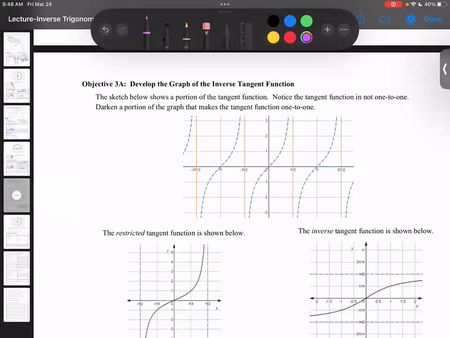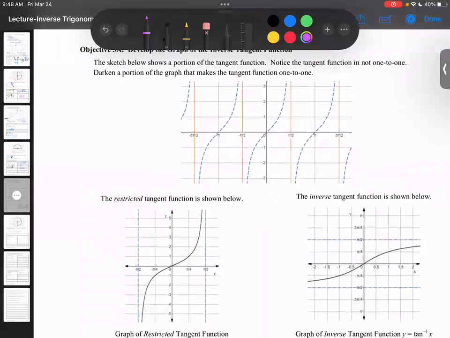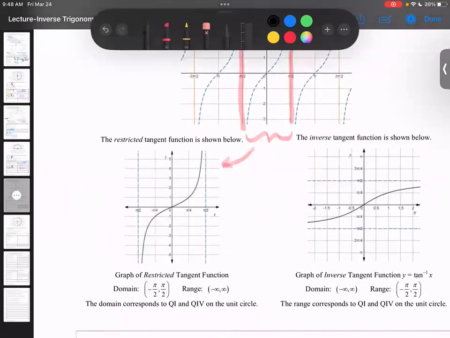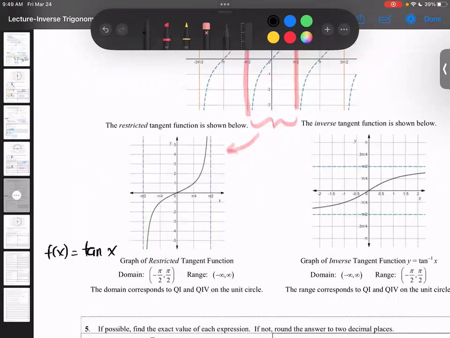Again, I cannot take everything. I have to restrict my domain and pick a piece, any piece you like, but without loss of generality we pick the piece with a domain from negative pi over 2 to pi over 2. Pick this piece right here. F of x equals tangent x, where x belongs to negative pi over 2 to pi over 2; that's the domain. And the range is negative infinity to positive infinity.